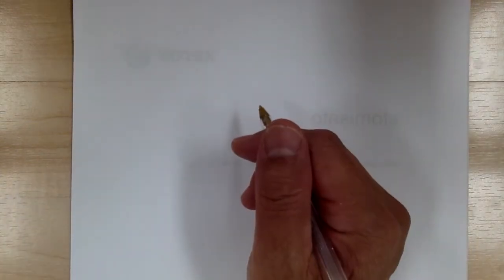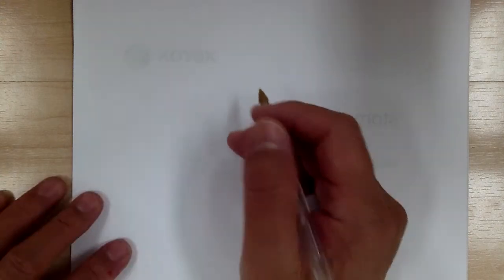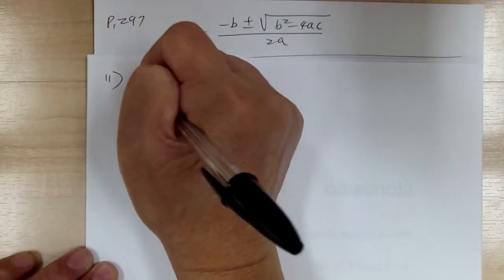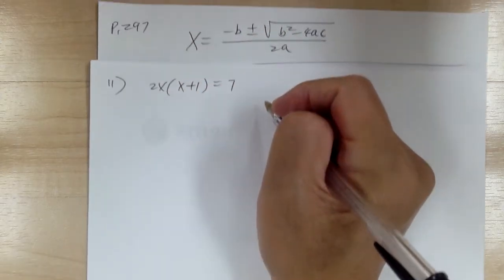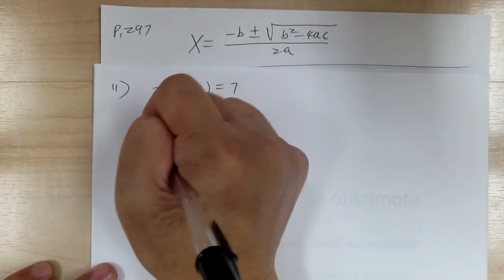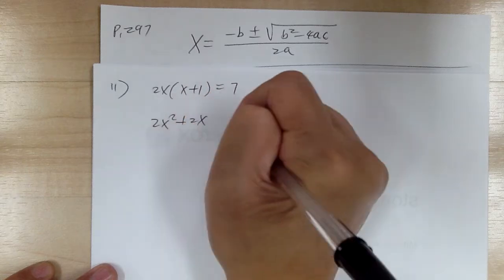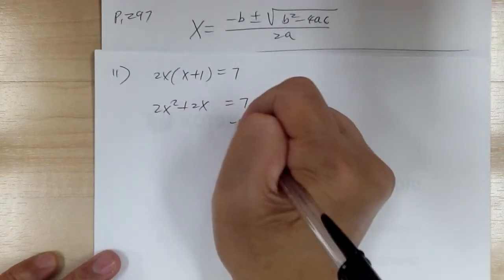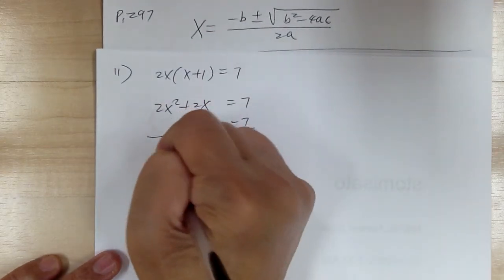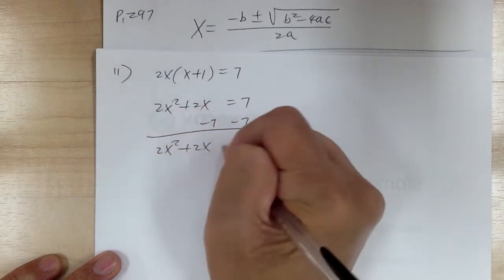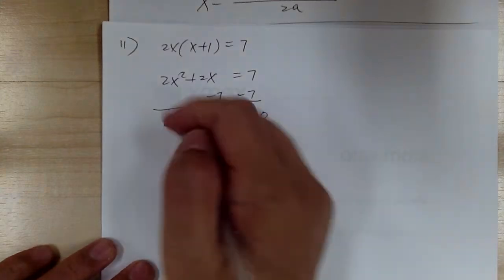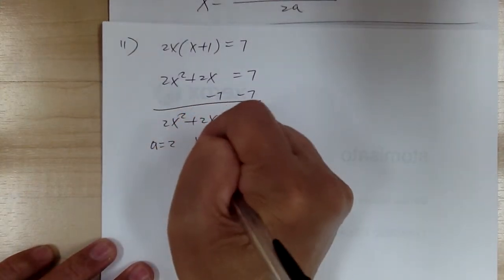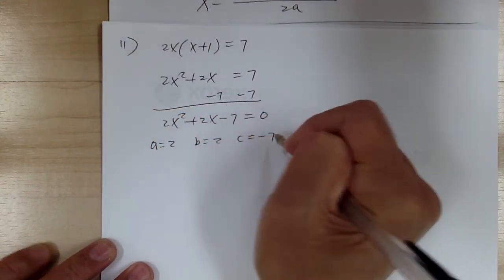Okay, let's go to 11. You got 2x times x plus 1 equal to 7. Okay, so multiply everything out. So you got 2x squared plus 2x equal to 7, minus 7 on both sides. So you got 2x squared plus 2x minus 7 equal to 0. And then you got a equal to 2, b equal to 2, c equal to negative 7.